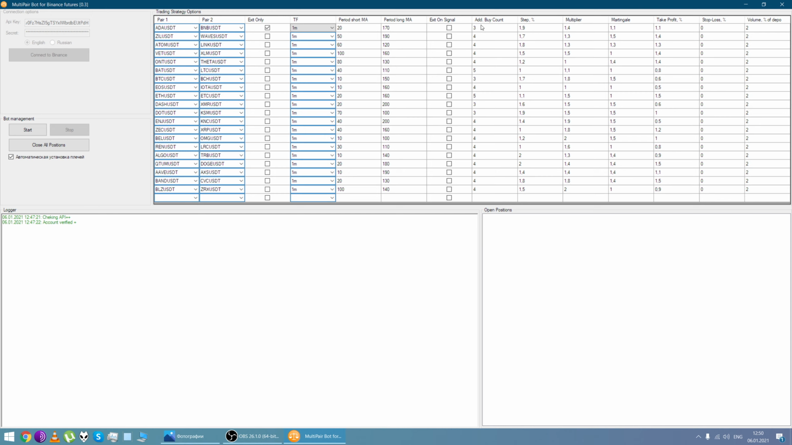Additional buy counts. Here we indicate the number of these extra orders. In the step field, we set the distance between buy-sell orders. It means that if we have a 1.5% drop in our current profit, the bot will execute extra buy orders.